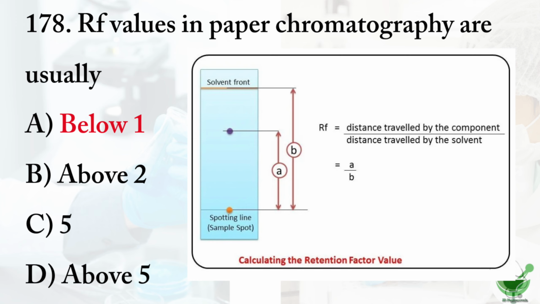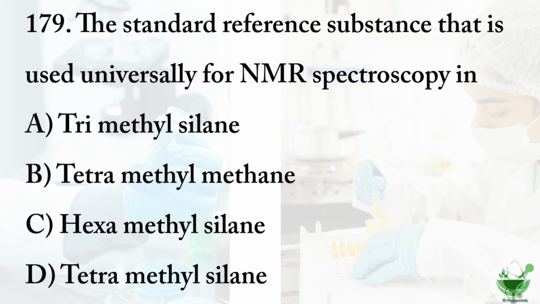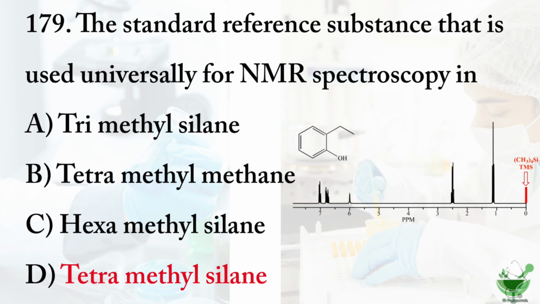Next question. The standard reference substance that is used universally for NMR spectroscopy, the options given are A trimethylsilane, B tetramethylmethane, C hexamethylsilane, D tetramethylsilane. So the correct answer is option D tetramethylsilane.